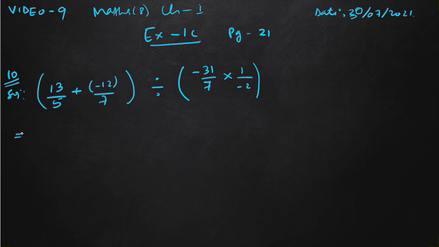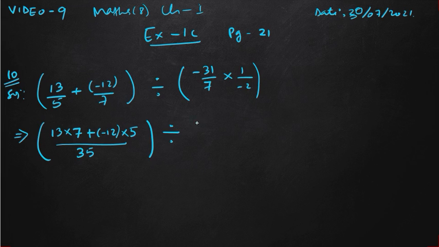So this is an addition, so we need to solve it by taking the LCM. The LCM of 5 and 7 will be 5 times 7, which is 35. Then 13 into, you have to think what should be multiplied to 5 to get 35. Obviously it will be 7, so we will write the 7 here. And again plus minus 12 into the denominator of minus 12, which is 5, since 7 times 5 is 35. Okay, so we will put the bracket and divide it by.